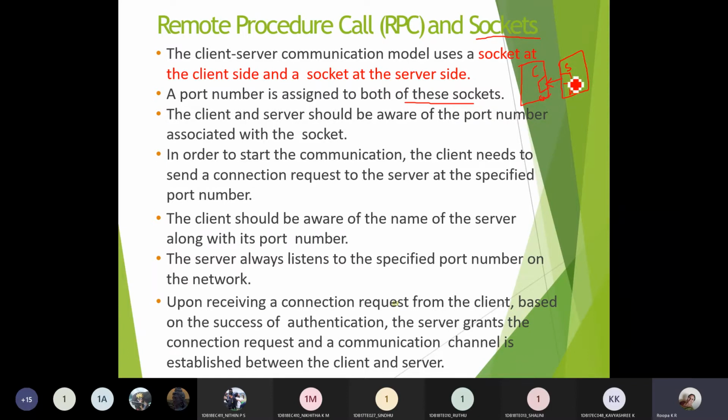And the client should be aware of the port address of the server, and the server should be aware of the port address of the client. However many ports you have, that many unique addresses will be assigned for all the clients as well as the server system. So in order to start the communication, first the client should send a request to the server to send the information through the port.